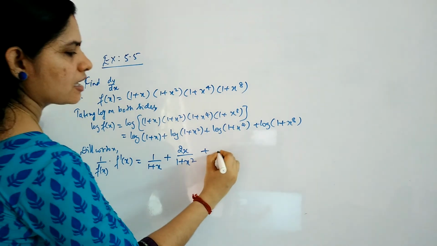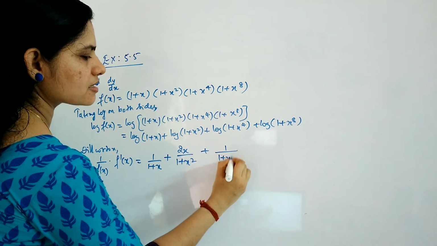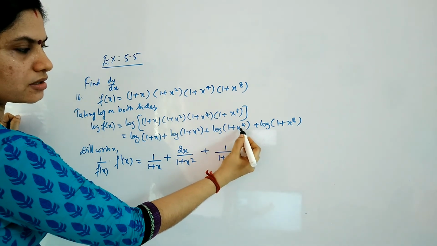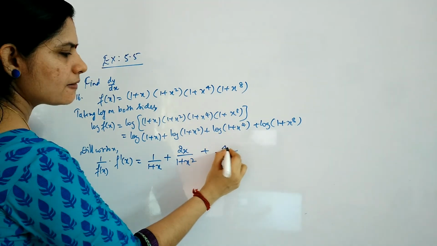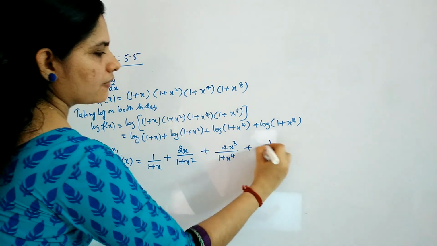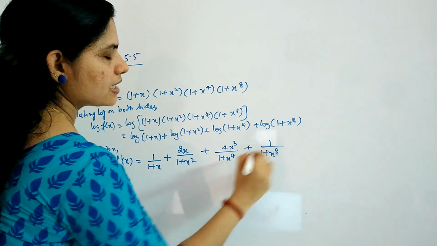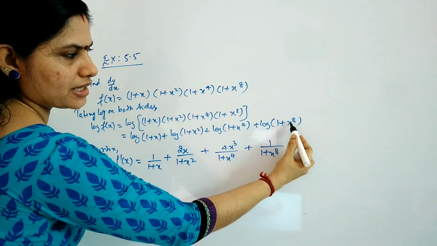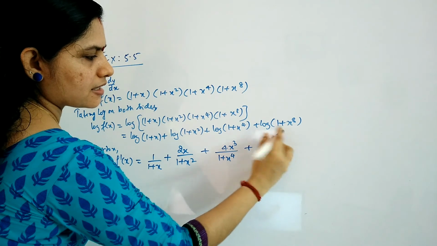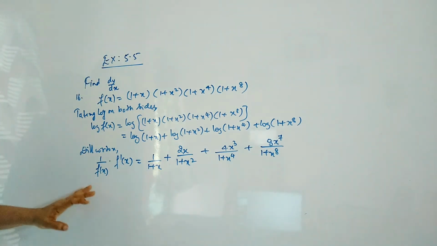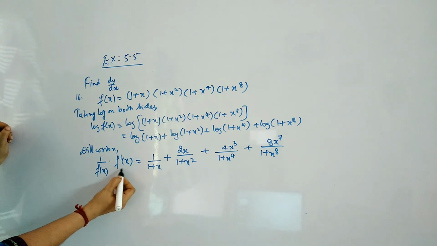Next is 1 by 1 plus x raised to 4 into the derivative of 1 plus x raised to 4. Derivative of 1 is 0. Derivative of x raised to 4 will give you 4x raised to 3. Plus 1 by 1 plus x raised to 8 into the derivative of 1 plus x raised to 8. So it is 0 plus 8x raised to 7. Correct? Now the question is you have to find f dash of x.